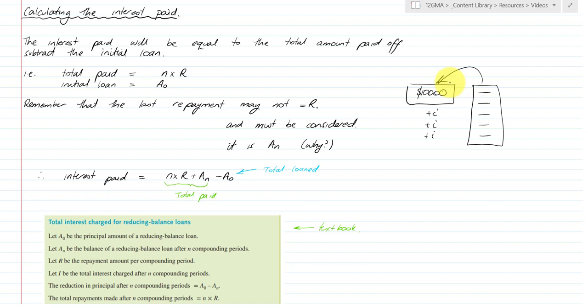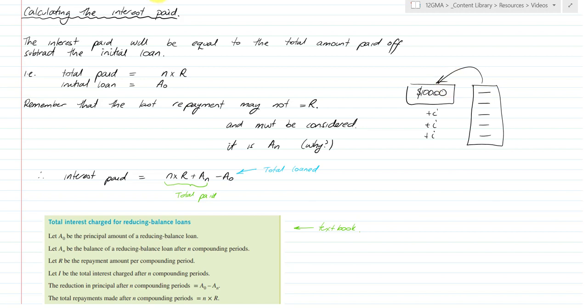This lesson is all about calculating how much interest you paid, because that's an important figure. It's really important in making correct and appropriate investments and loans that we understand how much interest we'll be paying. A really important feature of planning financially. So the interest paid will be equal to the total amount paid off, subtract the initial loan. All you have to do is work out how much you paid off in total and then take away how much you actually borrowed initially.